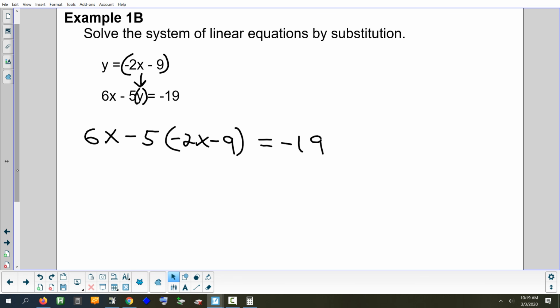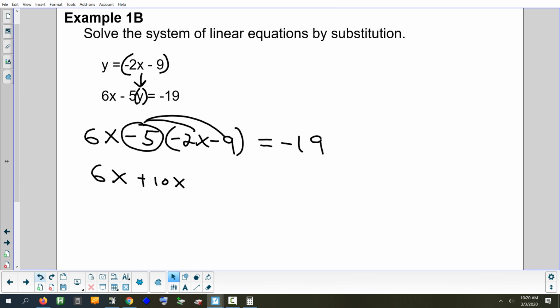Distribute, and just be careful. What are you distributing here? -5, the sign to the left always goes with it. So 6x stays right where it is. Kayla, what's -5 times -2x? Yep, 10x. How about, I already wrote that one.